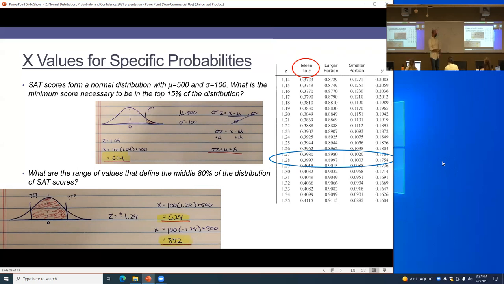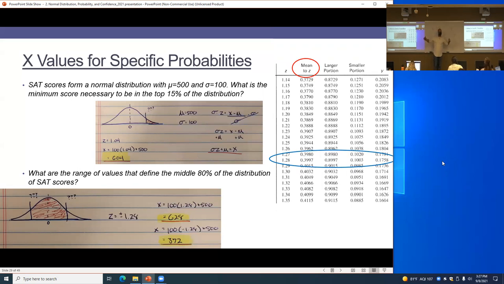We've already gone through and solved our equation here. Now we just plug that into our value, so X is equal to 100 times 1.28 plus 500, which gives me a score of 628. 100 multiplied by negative 1.28, that negative is going to be important. That's the bottom, right? Take that plus 500 is giving me 372. Again, this is going to require you to brush up on your algebra and remember that negatives become important, otherwise you're going to get a little confused. But if we do this right, we find that on the SAT, 372 to 628 captures that middle 80% of scores.